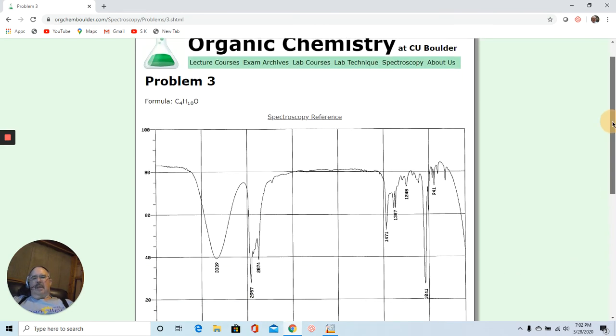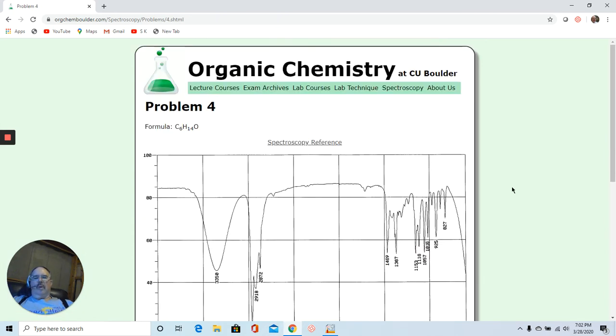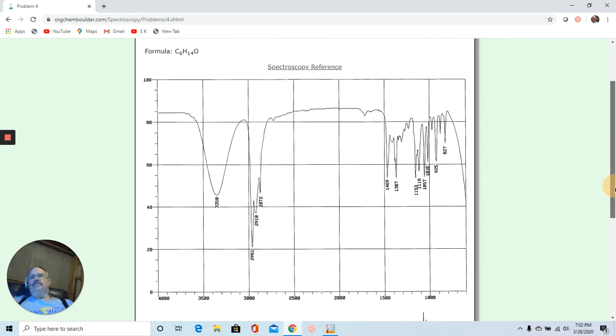Okay, here we know this is an alcohol. I'm going to go on to the next. This one happens to be isobutyl alcohol. We'll go on to the next one, which is another alcohol.